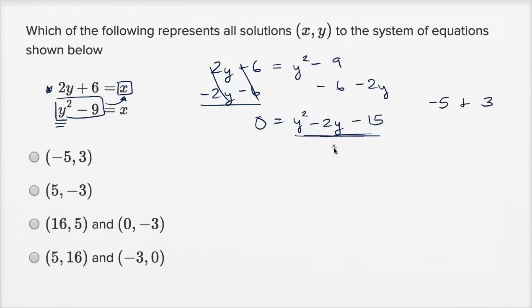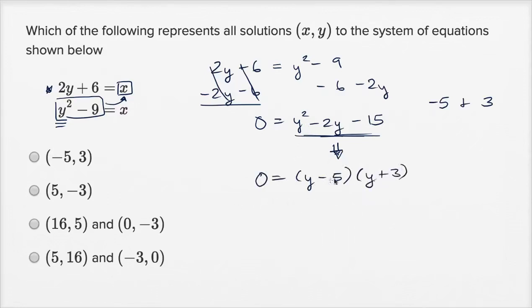And if what I'm doing right now looks a little bit like voodoo to you, I encourage you to review factoring quadratic expressions on Khan Academy. Do a search on Khan Academy for factoring quadratic expressions. But we now know how to factor this. It's going to be 0 is equal to y minus 5 times y plus 3.